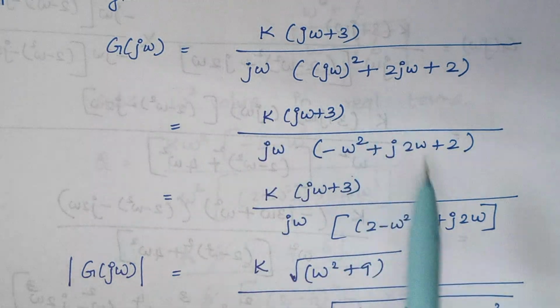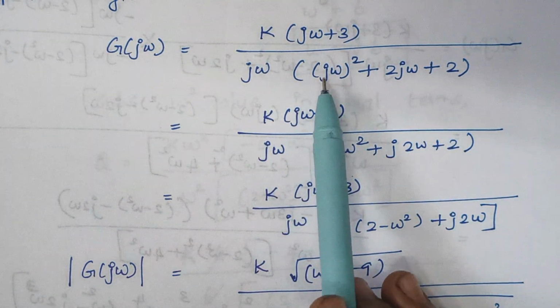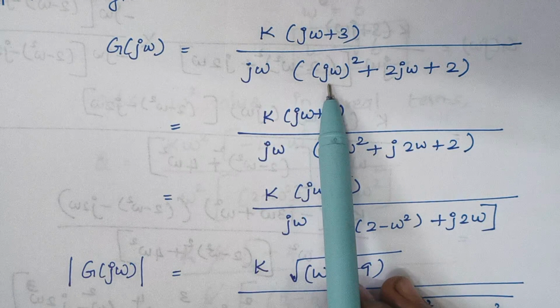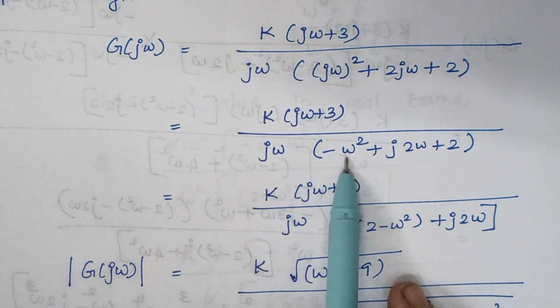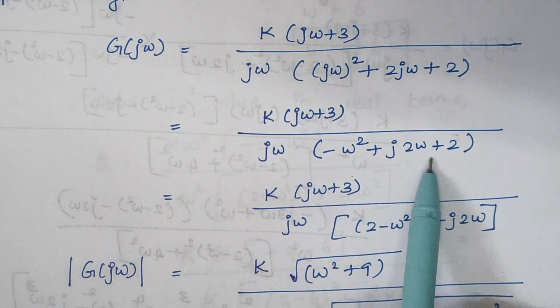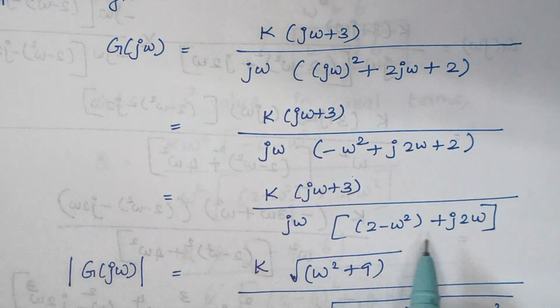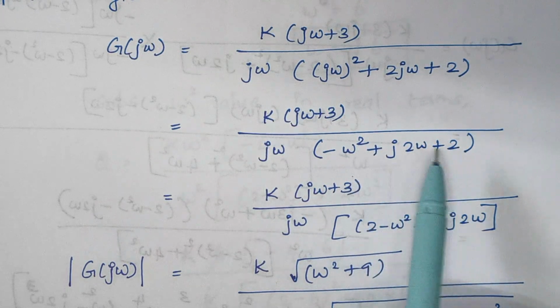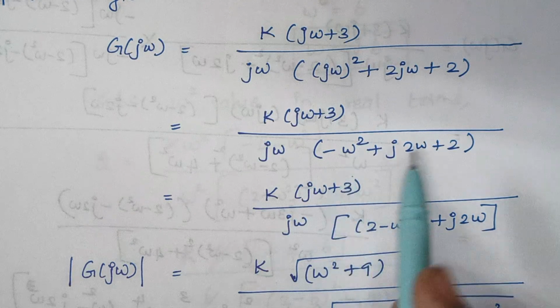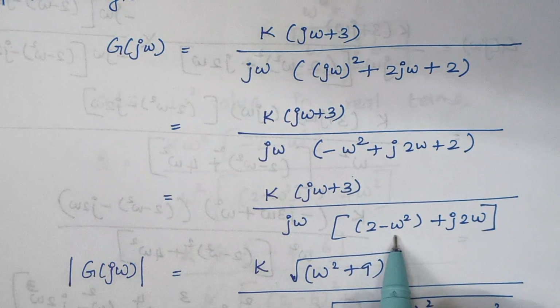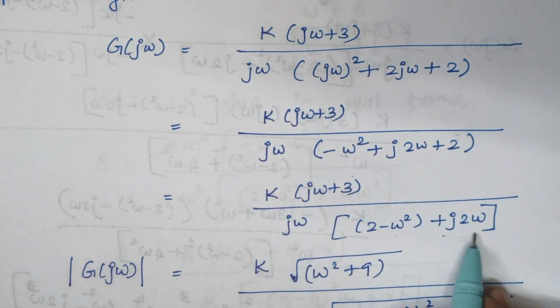So here in this case, again we are solving. You see, j square is nothing but minus 1, right? So here this can become minus omega square and the remaining terms as such. And now we are combining the real and imaginary terms. So here the real terms are minus omega square and 2, so 2 minus omega square, and here this imaginary term.